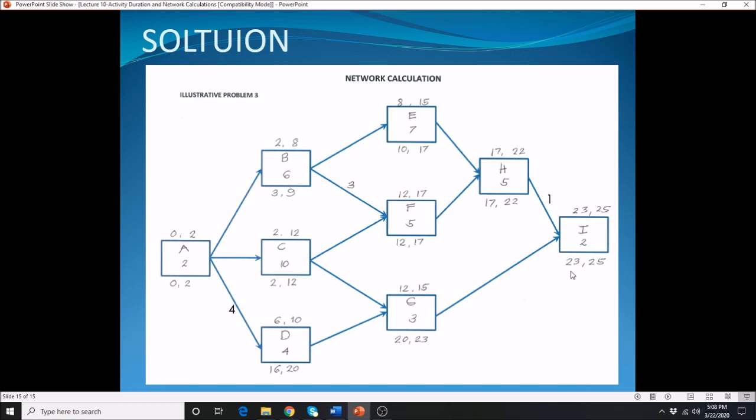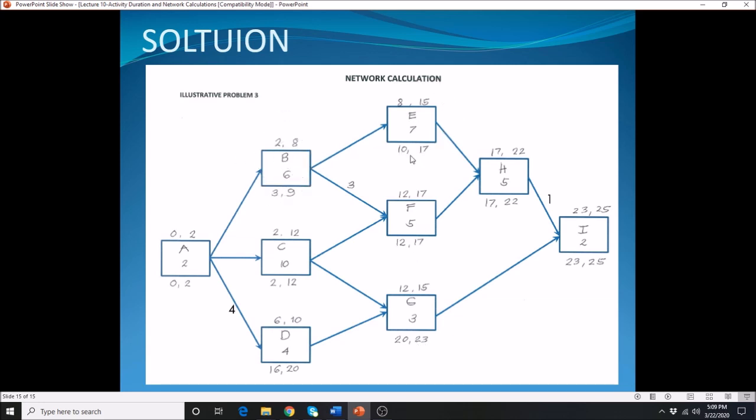And as you perform the backward calculation, don't forget to deduct also the lag time. So in this case here, 23 minus 1, 22. 22 minus 5, 17. 23, 23 here. There's no lag time. So your activity E is carry over this 12 here. Carry over this 12 here. And then we have here your 23 here. Alright? And then move on to your B.